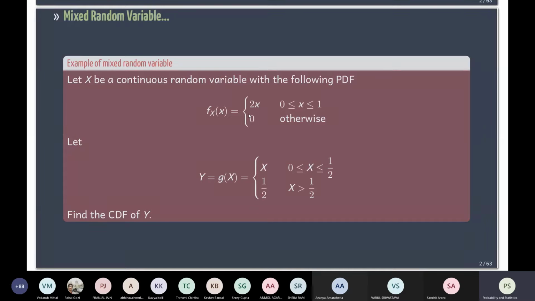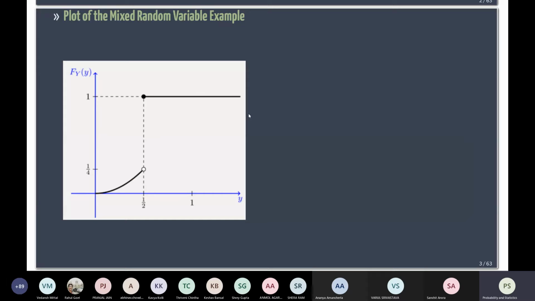So last time we were discussing this problem as an example of the mixed random variable. We were given a continuous random variable x with the following PDF, and we were given y as a function of x. Then we went ahead and found the CDF of y, and we found that it can't be classified as continuous, and it can't be classified as discrete either. So that was the motivation for us to introduce the mixed random variable.